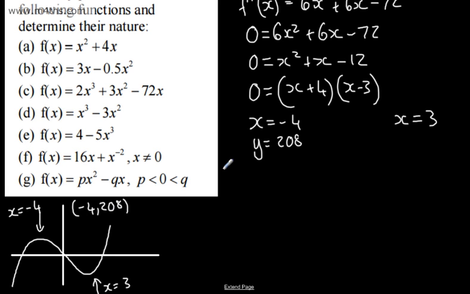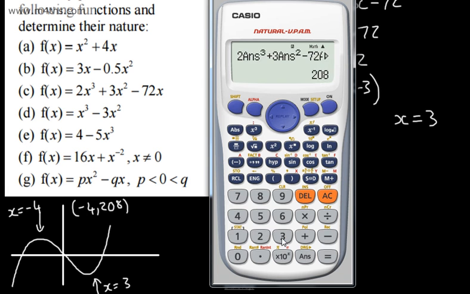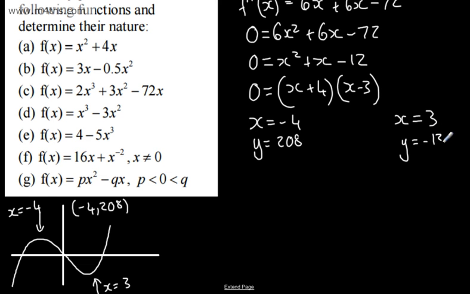And then with this one right here, we'll just find that one. So we'll substitute in 3. So we'll have now 2 lots of the answer, which we need to cube, plus 3 lots of the answer, which we need to square, minus 72 lots of the answer, and that is going to give us negative 135. So y is equal to negative 135, and that point will be just here. So that's 3, negative 135.